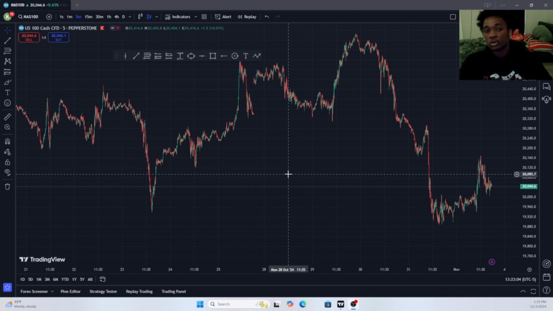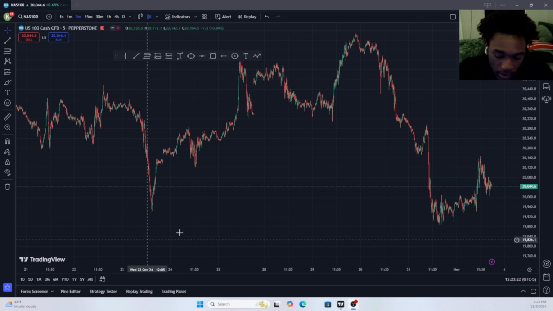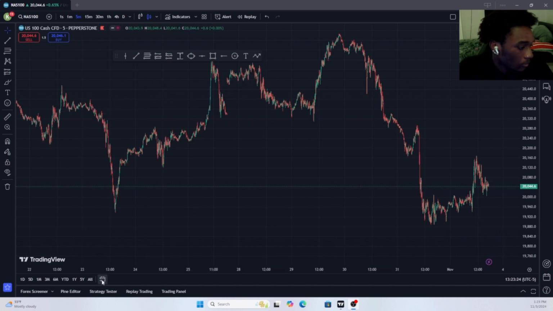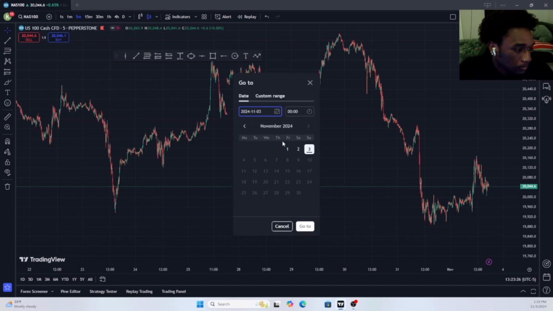But last week, US30 has been really trash. Price action has been really bad. We've been getting a lot of fake outs. So we're gonna backtest NAS100 and see what we can get from it, because I'm planning to trade NAS100 next week. Well, this upcoming week. So we're gonna backtest every single day, starting with last week Monday.